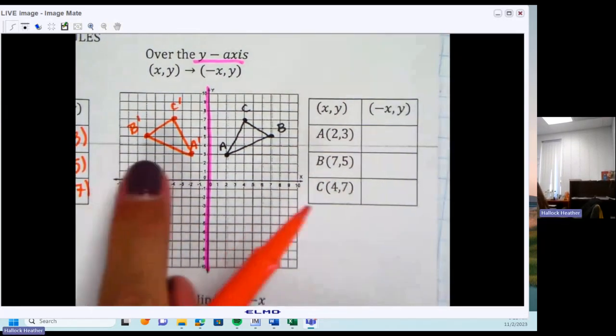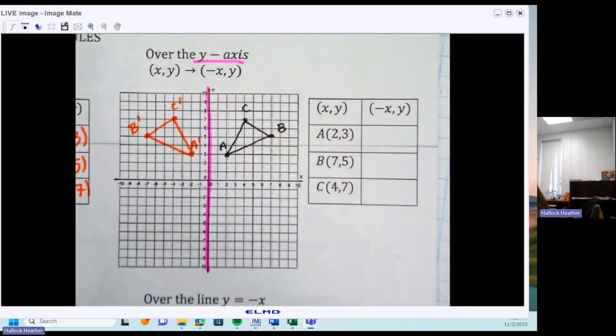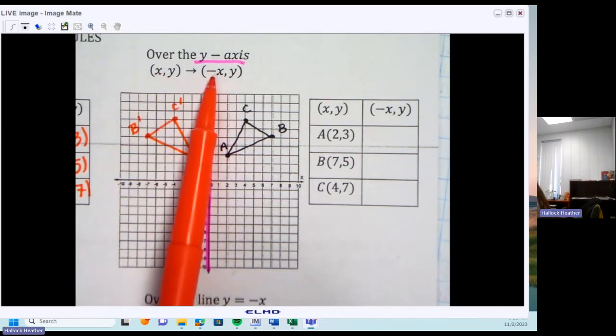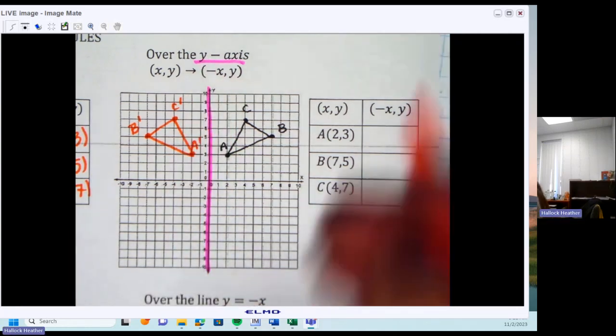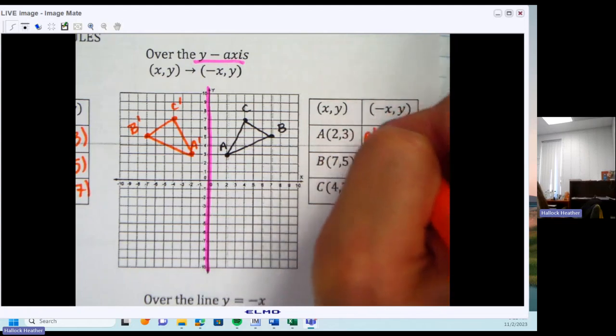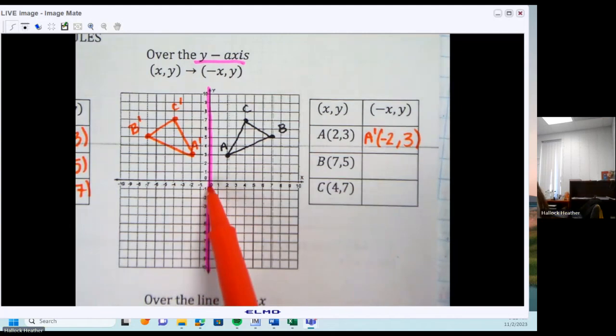So you could use the counting method, or once again, this one has its own rule as well. It's not the same rule. (x, y) actually changes to (negative x, y). Y stays the same because it's reflecting over the y-axis. X is what's changing. So A prime, if I use the rule, x is becoming negative, y is staying the same. So this time it would be negative 2, 3. And if I check to see if that's the same location, yes. So I went to the left 2 and I went up 3.